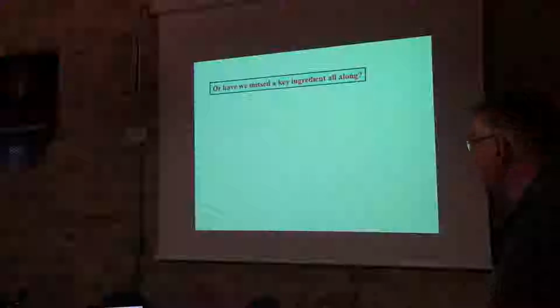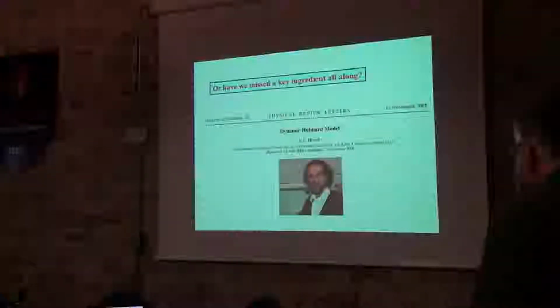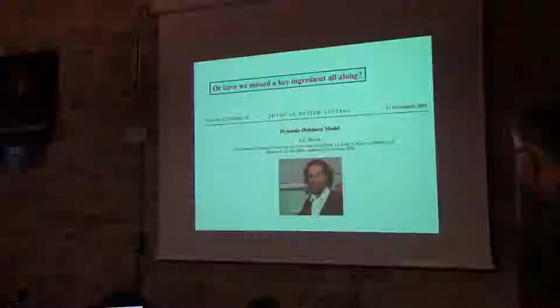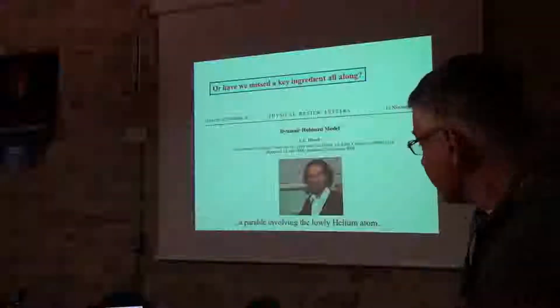What I'm going to suggest is maybe something has been missed all along, and this was first proposed by Jorge Hirsch more than 10 years ago. This is what he called the dynamic Hubbard model, and I'll come to why it's referred to by that name in a short while.